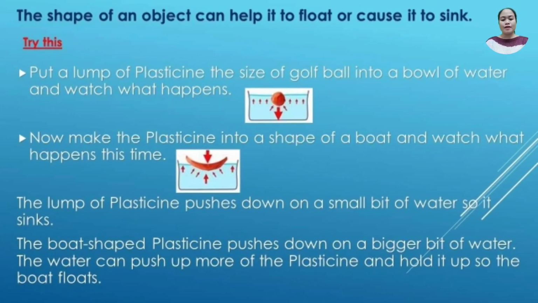The shape of an object can help it to float or cause it to sink. Try this. Put a lump of plasticine the size of a golf ball into a bowl of water and watch what happens. Now make the plasticine into the shape of a boat and watch what happens this time. The lump of plasticine pushes down on a small bit of water, so it sinks. The boat-shaped plasticine pushes down on a bigger bit of water. The water can push up more of the plasticine and hold it up, so the boat floats.